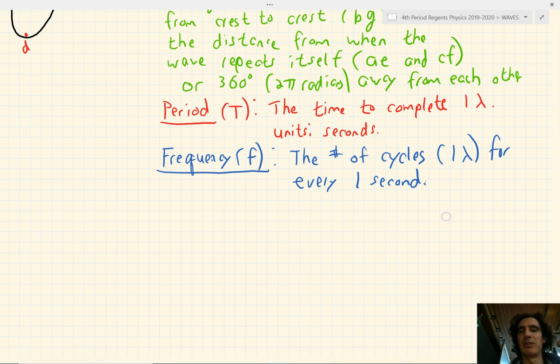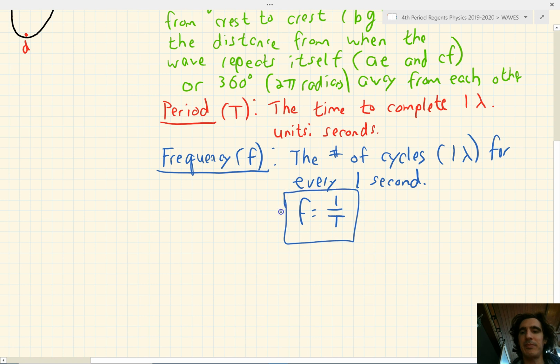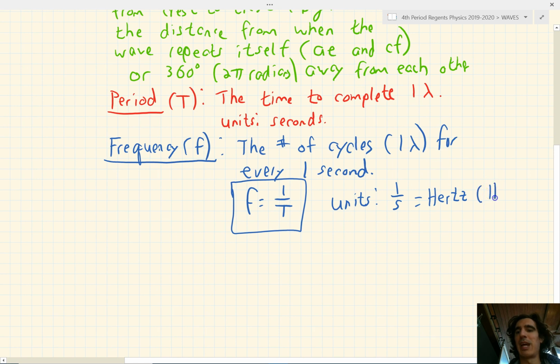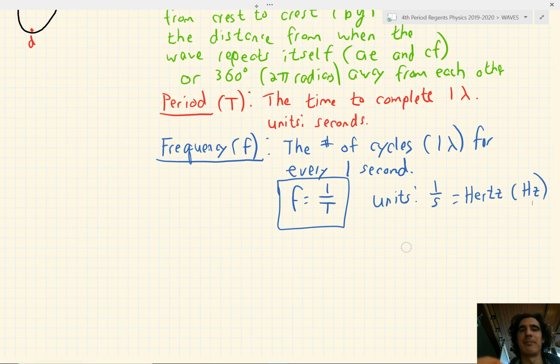So it's the number of cycles per second. The frequency, again, is the reciprocal of the period. So the frequency is 1 over the period. And we can also say that the period is 1 over the frequency. The units for frequency, since it's 1 over the period, would be 1 over seconds, and that's equal to a hertz, which is abbreviated as capital H, lowercase z. So hertz for frequency.